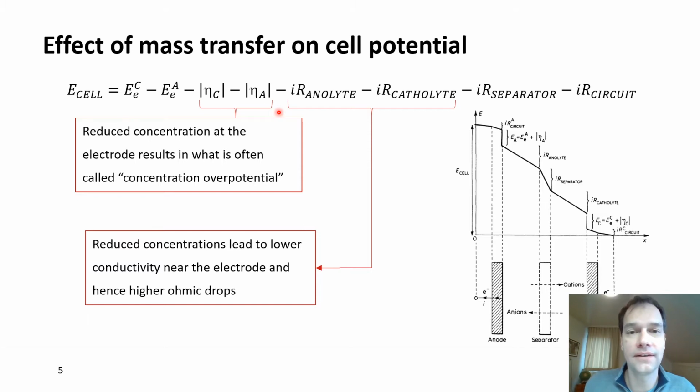Another, maybe somewhat less important contributor of mass transfer can be in the ohmic drops, because you can get into a situation where you really deplete the ions near the electrode, and that then results in a lower conductivity near the electrode and hence a higher ohmic resistance. But the focus in the discussion here will be mostly on the first part with the overpotentials.